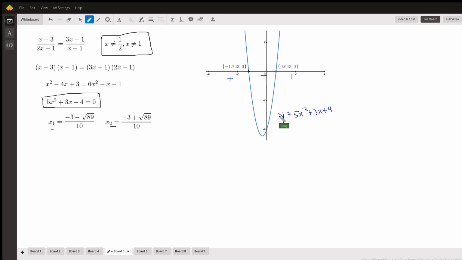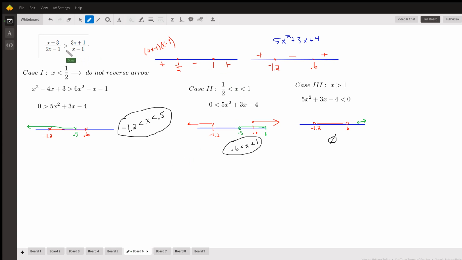And if you graph the function y equals x squared plus 3x, that's supposed to be a minus 4, there are the two roots. That's where the negative 1.243 and the 0.643 came in. And if you notice, this function is negative between the two roots and positive to the left and to the right of either root. And we're going to use that when we start solving the inequalities. So let's work on this one.